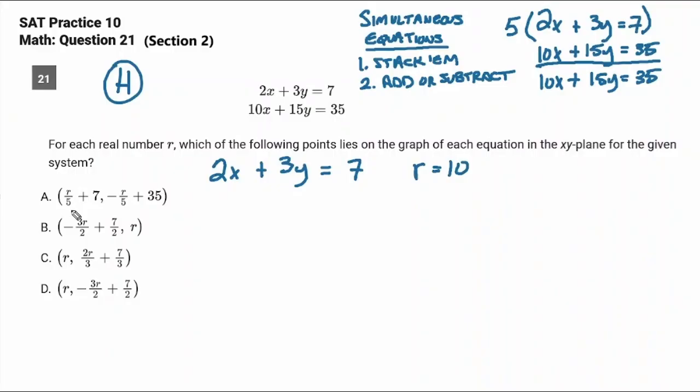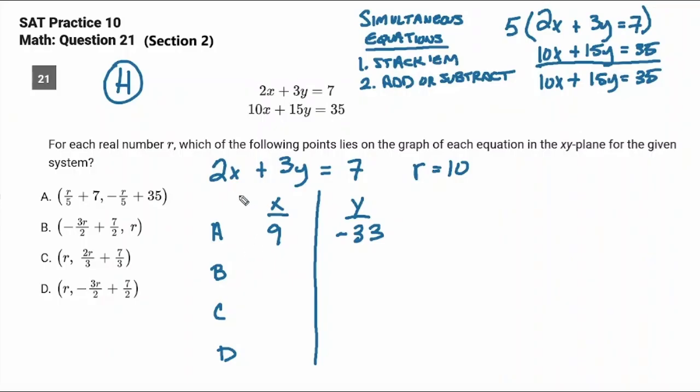And I really want to avoid 1s and 0s in any form and any plugging in, because it might make more than one answer look right. All right, if r is 10, all I'm going to do is plug in the answer choices. And the thing to understand here is that these answer choices are just x and y. All right, so r is 10. 10 over 5, that's 2 plus 7, that's 9, negative 33. All right, so 2 times 9, that's 18, plus 3 times negative 33, that's negative 99. That's not 7, so it's gone.